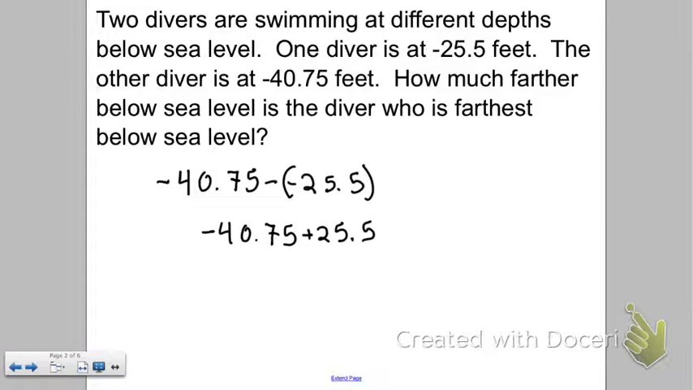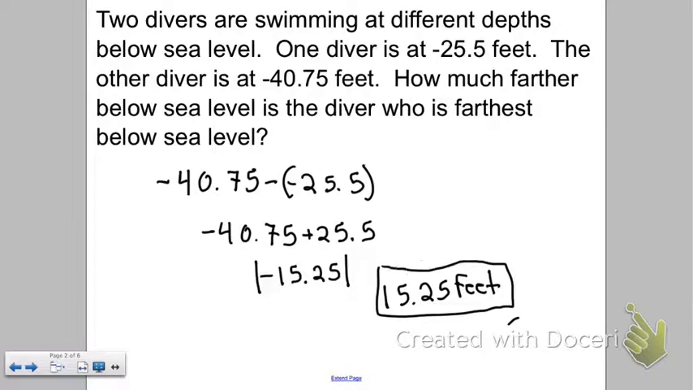Negative 40.75 plus 25.5 is negative 15.25. Since I am looking for their difference in distance, it's going to be a positive number, so I'm going to take the absolute value of negative 15.25. The absolute value is 15.25 feet, and that is my final answer.